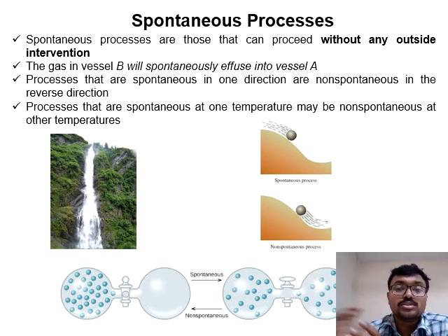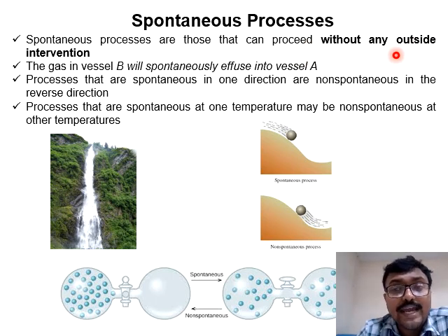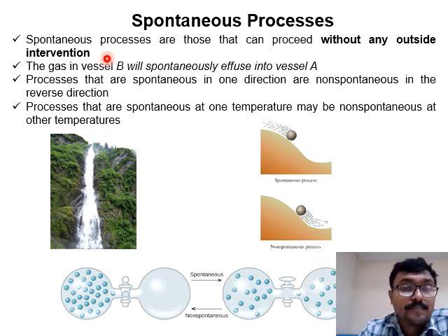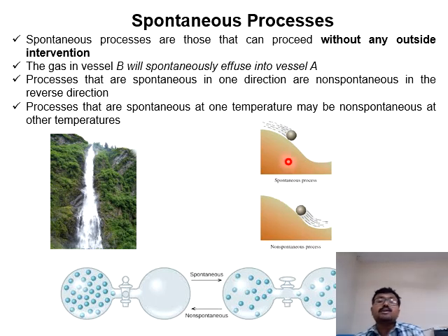Spontaneous processes are those that can proceed without any outside intervention, right? For example, if we keep some body at a higher altitude, it will automatically flow to lower, right? But the opposite one is not possible. So the first one is spontaneous, the second one is non-spontaneous.